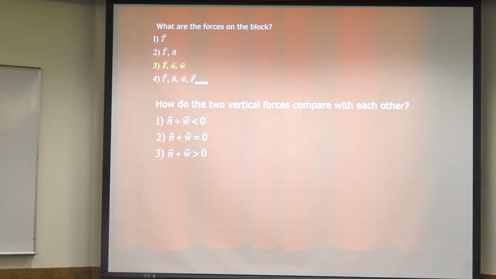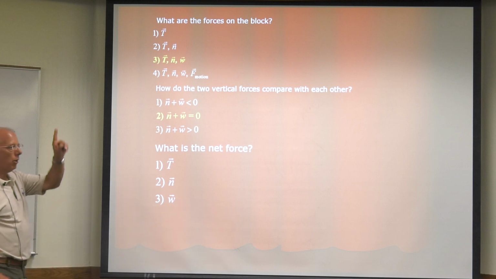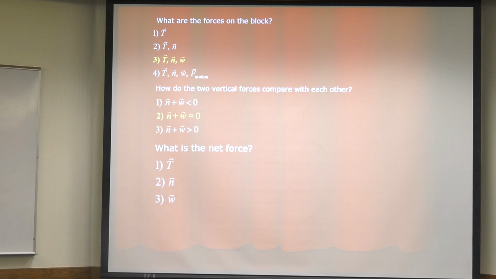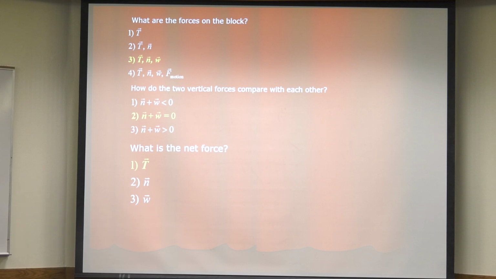How do the two vertical forces compare? It's going along a horizontal plane, right? So how does the normal force compare to the weight? Pause your video and vote. Okay, hopefully you agree that they're equal and opposite, because the cylinder's not going up and down, it just keeps going around in a circle. So therefore, if the two vertical forces are equal and opposite, what has to be the net force? Pause your video and vote. Okay, obviously it's the tension, because the normal cancels the weight. So the net force is the tension.